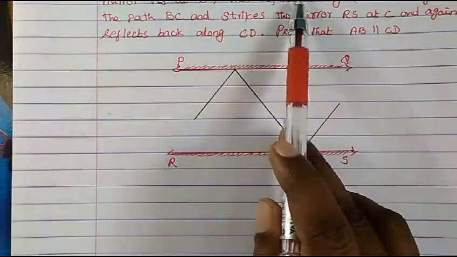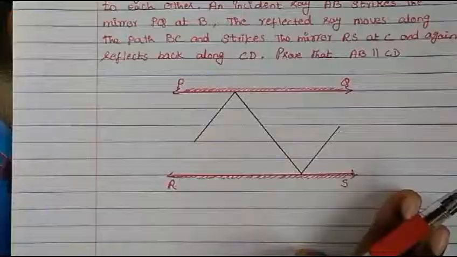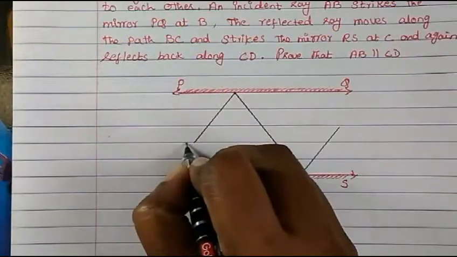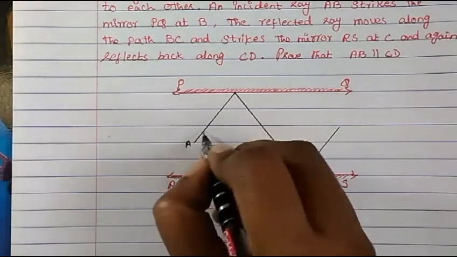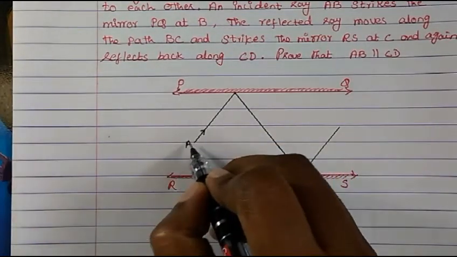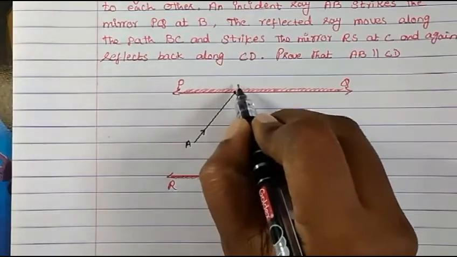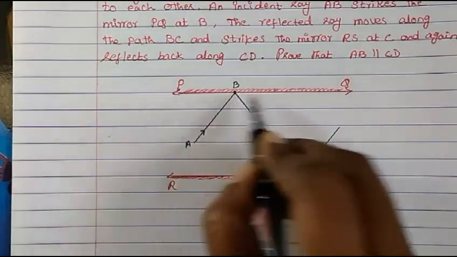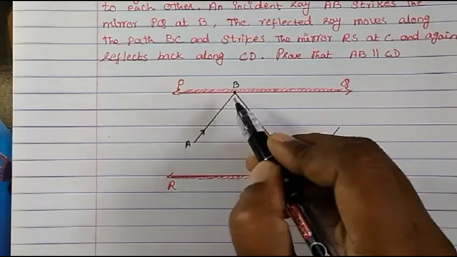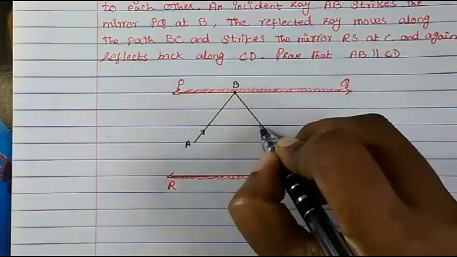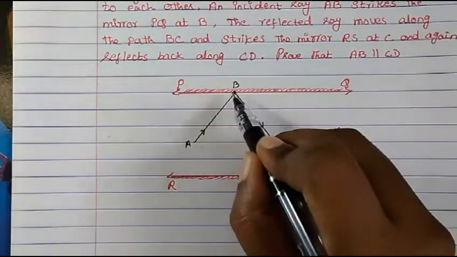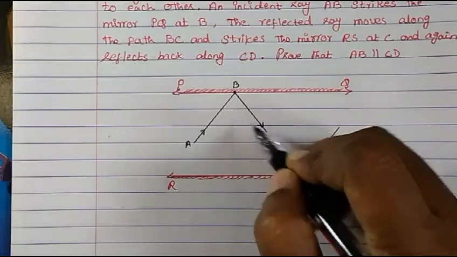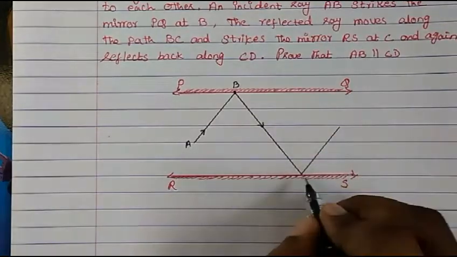Now, incident ray AB is coming. So that is this, this is A. This is an incident ray. A ray is falling on the mirror at point B. It is striking the mirror PQ at this point and then it is reflecting back. It goes like this, strikes the mirror PQ at this point and then reflects back.